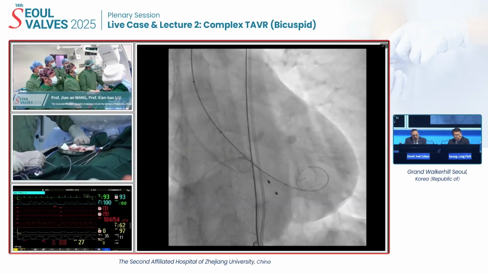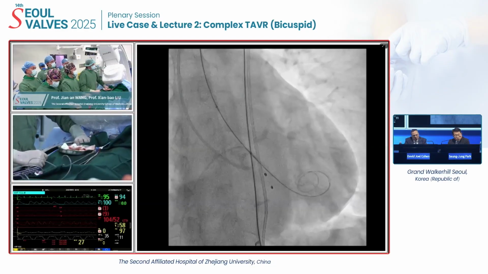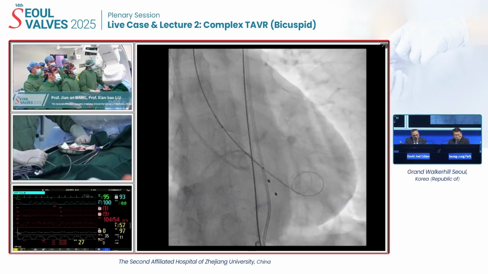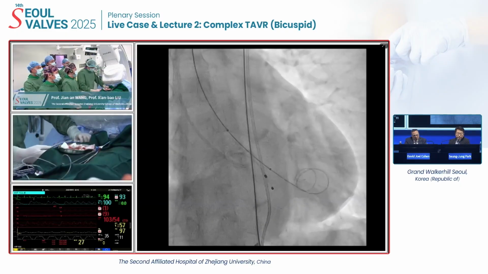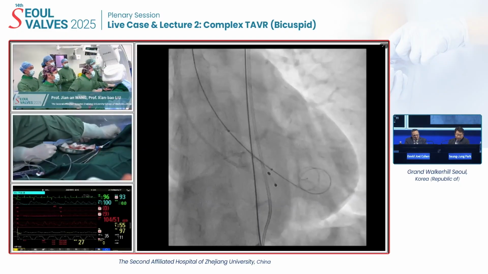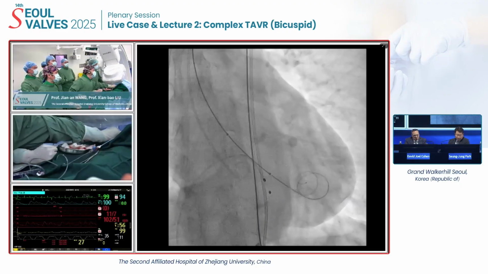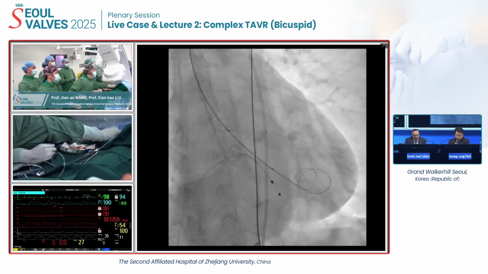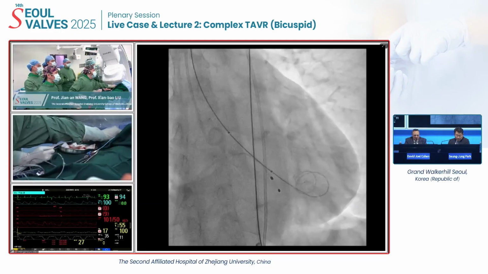Which type of balloon is it? So now we go through the valve. 23. So we put the calcification site in the middle of the balloon. Then we are going to do a balloon inflation.